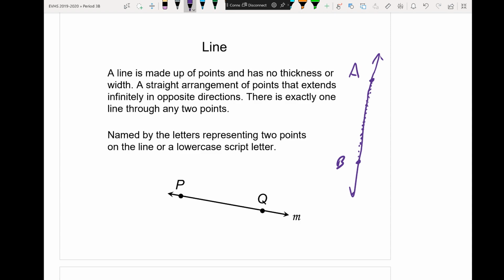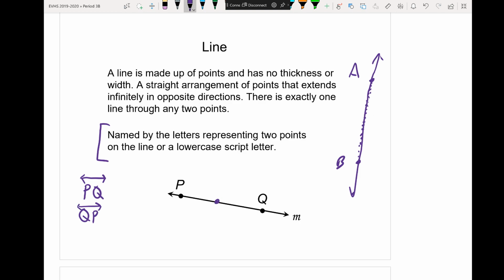So, naming lines, that's what this bottom section is all about. There are 2 ways to name them. You can name it with 2 points on the line, provided that you also use the line symbol above it. So this says line PQ. Notice it's got the arrows on both ends. Those arrows will become important in the next class period. Order does not matter, so I also could have done QP.